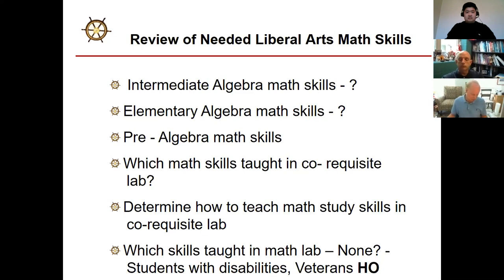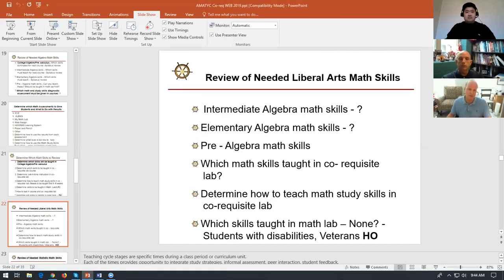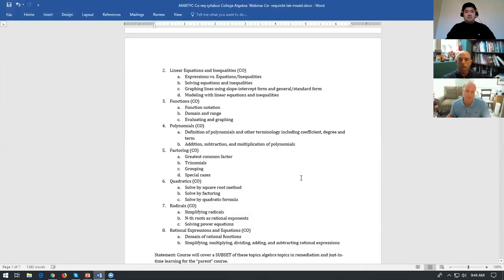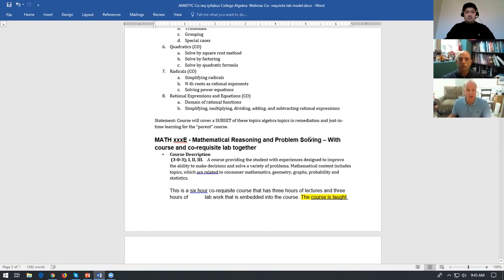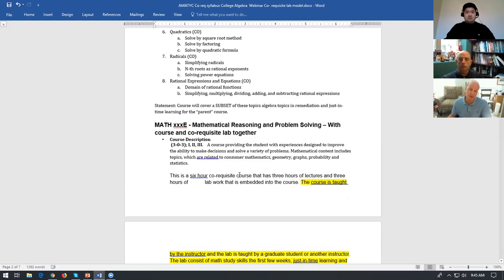Again, what type of syllabus do we have? Let me go down to this one here. And we'll go right here. This is mathematical reasoning and problem solving, liberal arts topics, you know, that type of math course. This is a 6-hour class. What they did is have everybody sign up for the class and they divide it up basically 3-3. 3 hours is actually lecture and 3 hours is actually the co-requisite lab. Some people like that, some people don't like it. Scheduling wise, it's very, very efficient. You just sign up for one. So what they're talking about is a 6-hour co-requisite lab.